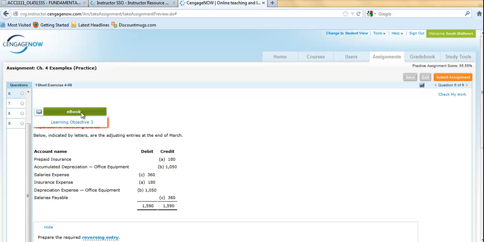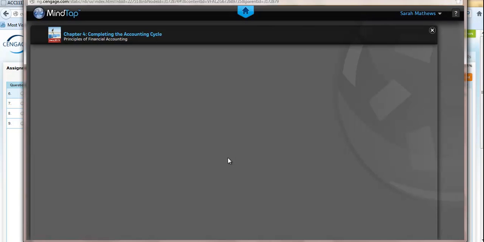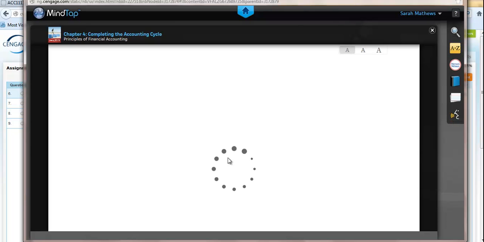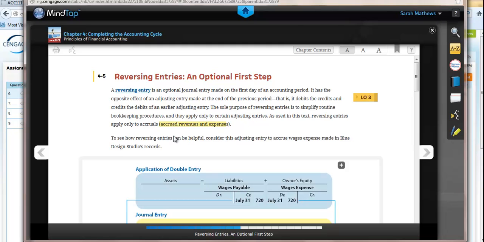So I want to point out the use of your ebook is very helpful when working on assignments because it can take you directly to the part of the book that will help you with the assignment that you're trying to complete. So quickly, before we actually look at the assignment, we're going to look at what this brings us to. It brings us to reversing entries.